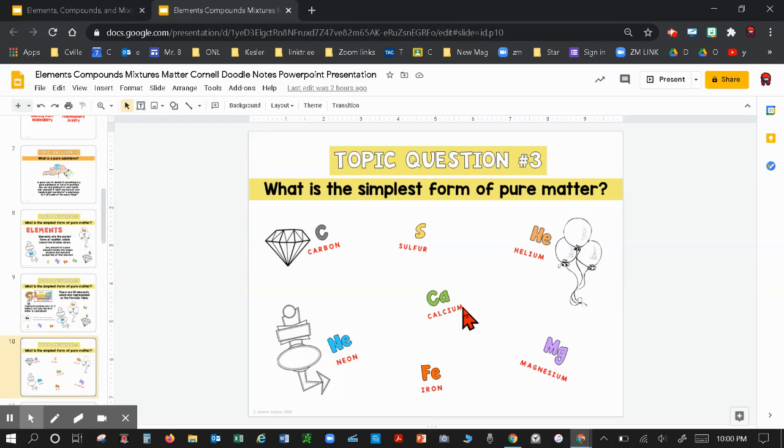Ca stands for calcium. Fe stands for iron. And capital M, lowercase g, stands for magnesium. If any of that was too fast, go ahead and rewind, go back.